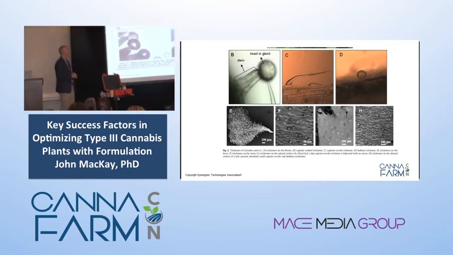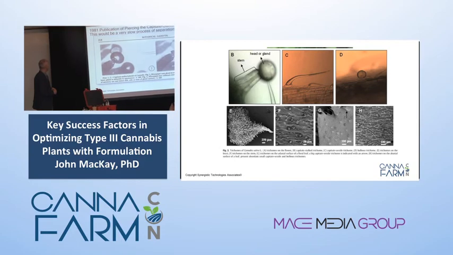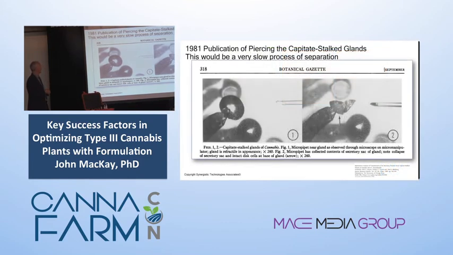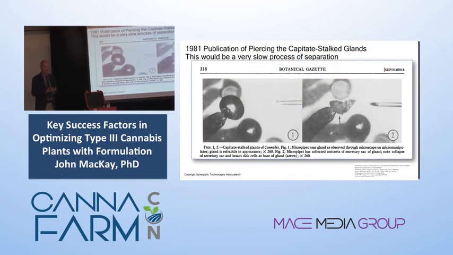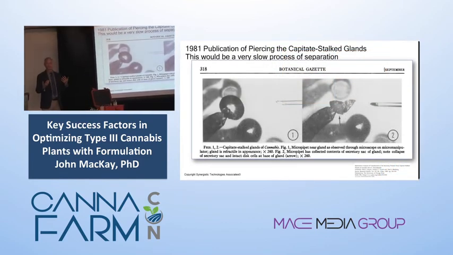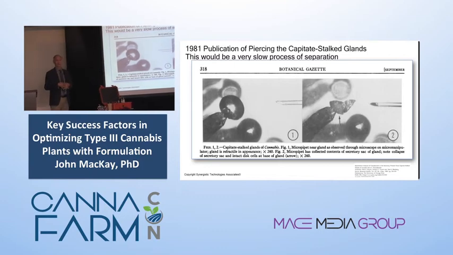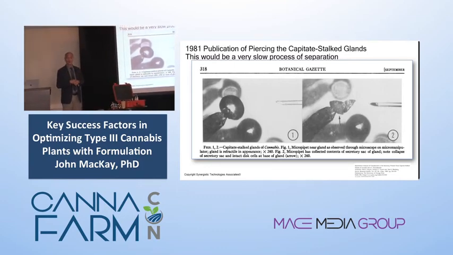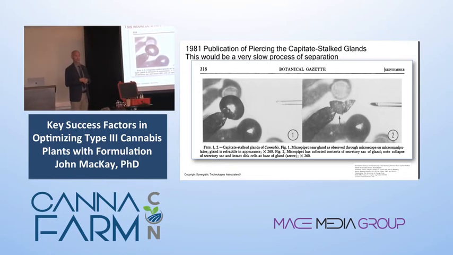This is a 1981 paper. I believe it was out of Indiana, and you can see what they did. They pulled out material from the different resins and different parts of the plant. And remember, it's 1981, they found there were cannabinoids in there. Who would have thunk it? But that was early work with chromatography.